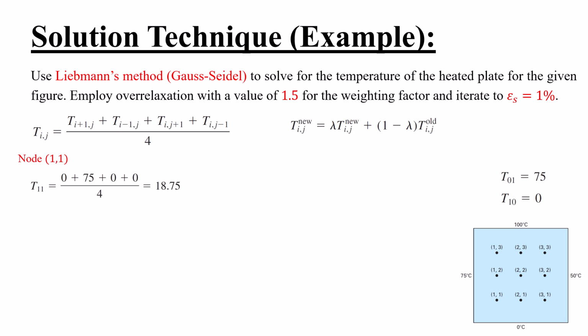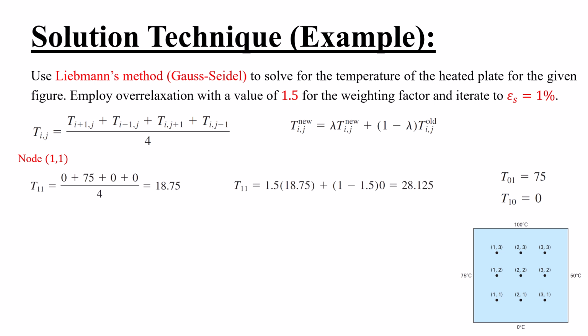Instead you apply over relaxation. So how do you apply the over relaxation? Because we don't know the value of 1 1, the original value is 0, so we put t old equal to 0 and put the lambda value, which is 1.5, and solve this equation. So let's see how it works.